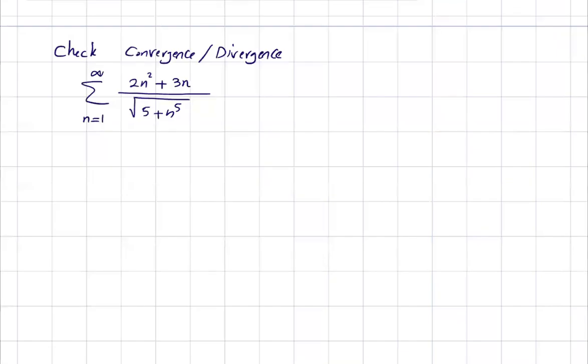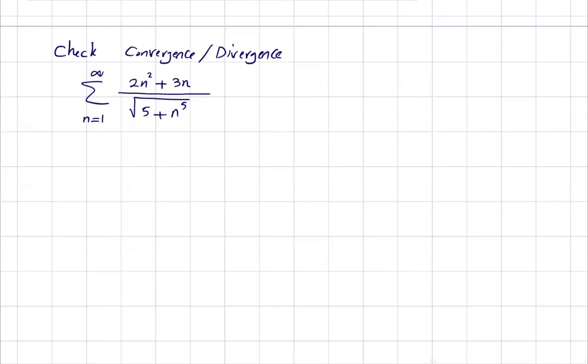We want to analyze this series, 2n squared plus 3n divided by square root of 5 plus n to the fifth. This is n to the fifth, everybody. You can use comparison test or you can use limit comparison test. Both of them are absolutely fine.